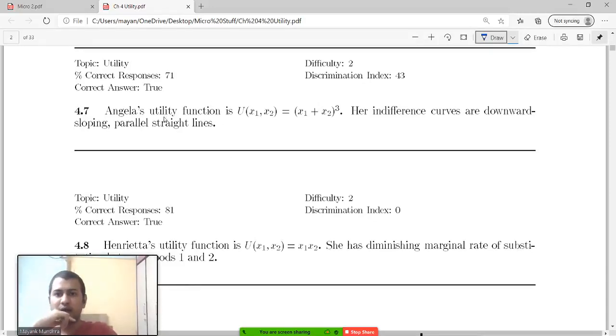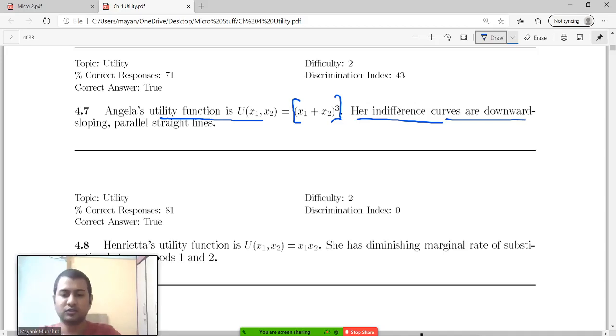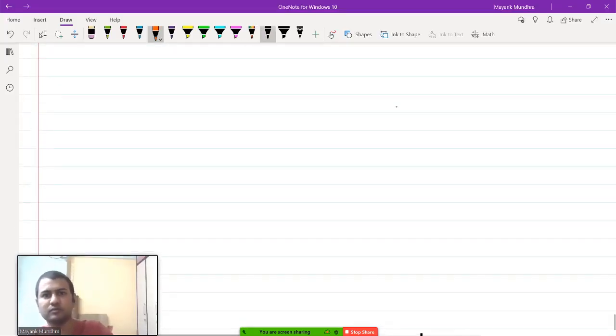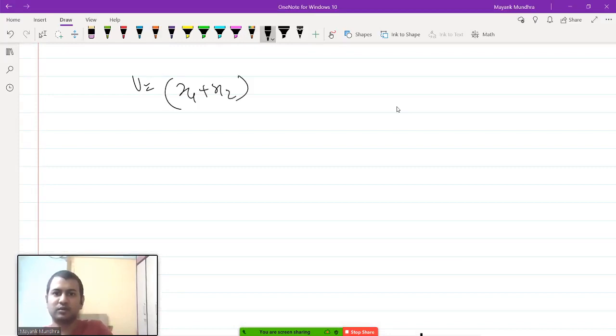Okay, Angela's utility function is (x1 + x2) whole cube. Her ICs are downward sloping parallel lines. So utility is (x1 + x2) whole cube. Okay, let me do a monotonic transformation. Let me take a new function v, which is u to the power 1/3.